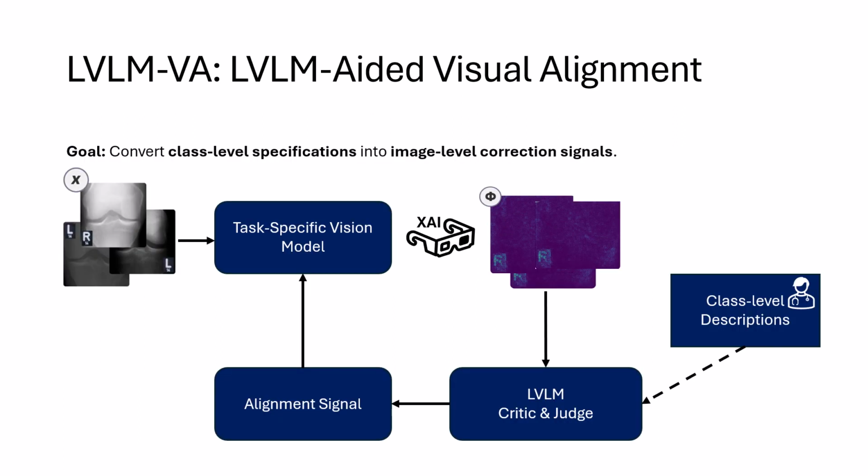Our method, LVLM-Aided Visual Alignment, bridges this gap. We combine three components. First, explanations from the task-specific vision model. Second, class-level descriptions from human experts. And third, a LVLM critique and judge. The LVLM acts as a translator. It interprets the model's explanations in natural language and compares it against the human specifications. The output is an image-level alignment signal that tells us which region should not influence the model. In this way, class-level knowledge can be converted into image-level correction signals.